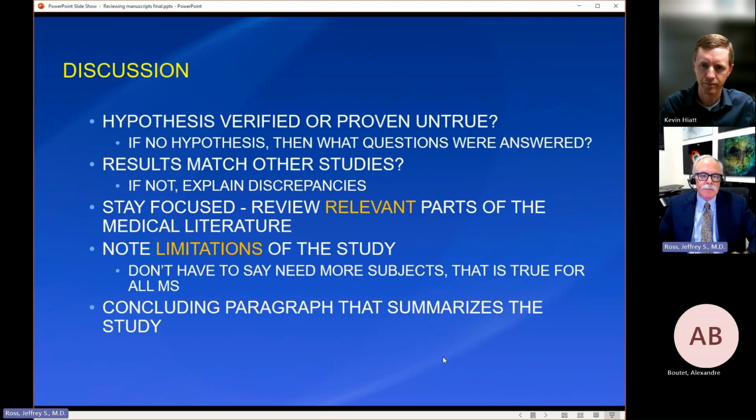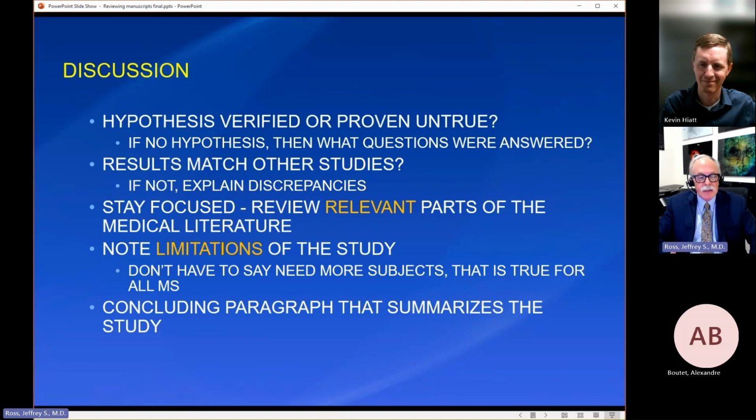And then the discussion. If there was a hypothesis, hopefully there was, but not all papers have a hypothesis, was that verified or proven untrue? Or if there was none, what were the questions that were answered? What happens to the other stuff that's out in the literature? Do the results match? And from the reviewer side, you're looking at all of that. Does the discussion stay focused, and is it relevant to the current literature? You always have to note the limitations of the studies, because that's just what everybody does.